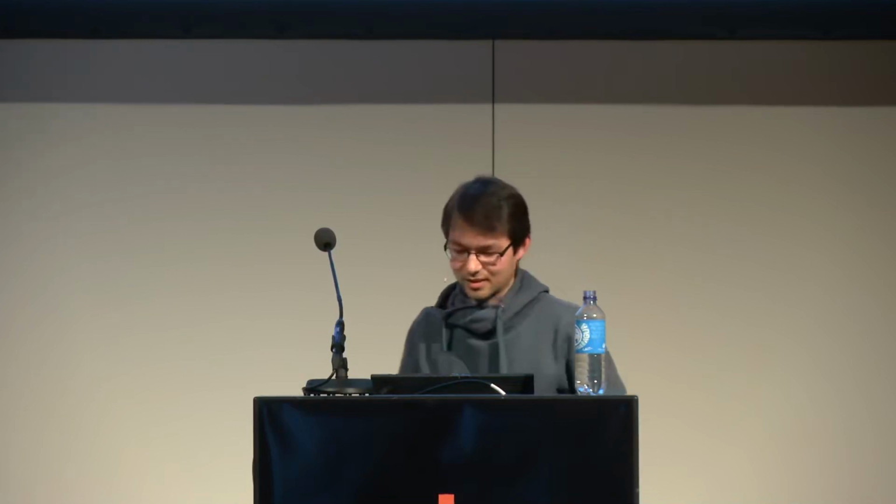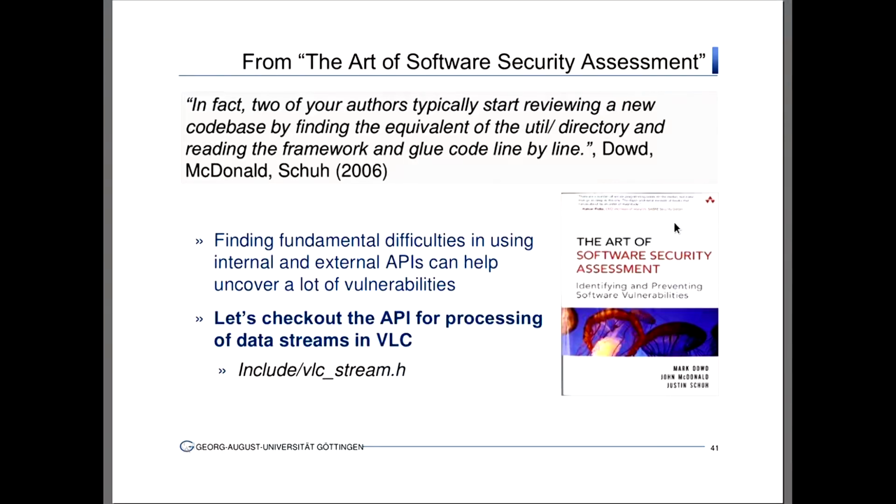Now, an interesting question to ask here is, how do you come up with ways of deciding what am I going to search for in this code to actually find bugs? And there were some wise words said in the Art of Software Security Assessment, and I'd like to quote this. They say, in fact, two of our authors typically start reviewing a new code base by finding the equivalent of the util directory and reading the framework and glue code line by line.